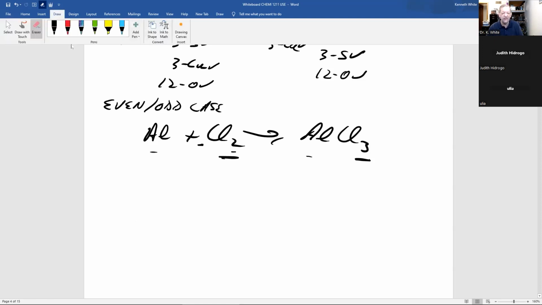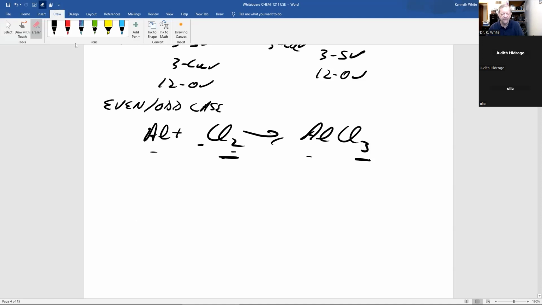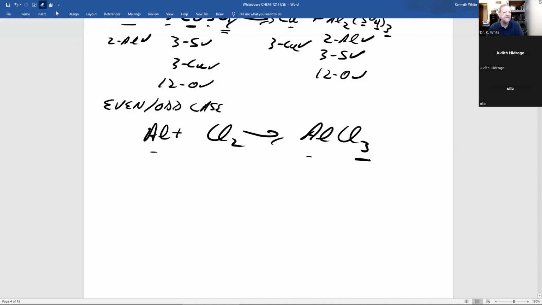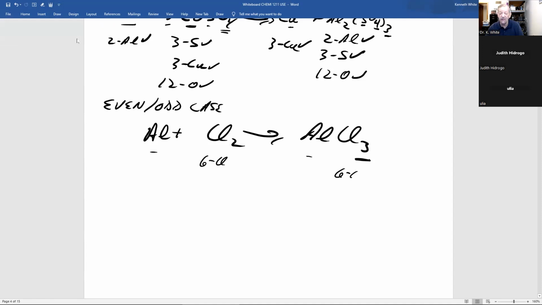Well, you use Dr. White's even odd method. What's the number that both 2 and 3 go into to give a whole number? Well, if you multiply 2 times 3, you get 6. And both 2 and 3 go into there because you multiply 2 times 3. So with that, I need 6 chlorine on both sides because 2 and 3 both go into that. I'll put a 3 here. 3 times 2 is 6. I'll put a 2 there. 2 times 3 is 6.